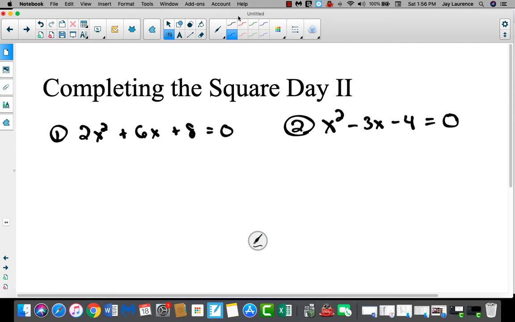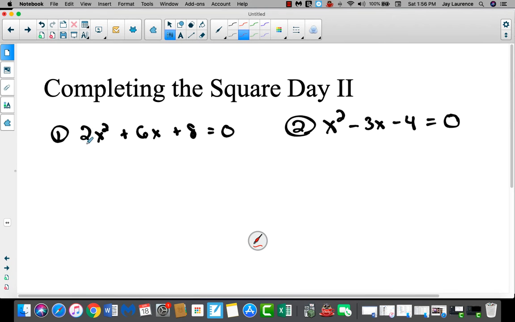Now, I hadn't specifically told you how to deal with this. I kept telling you that A had to be 1 and it's not. So first thing I'm going to do is I'm going to divide everything.